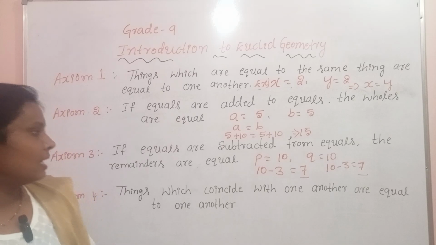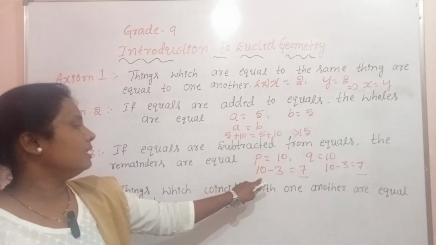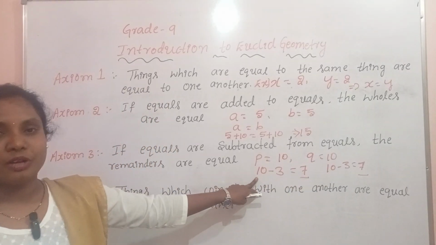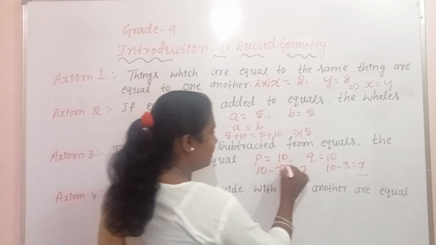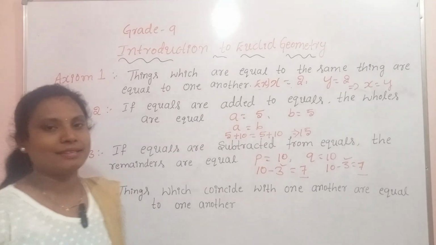So if equals are subtracted from equals, this 10 and 10 are equal. From that if you subtract the same number, the remainders are also equal. That is the third axiom.